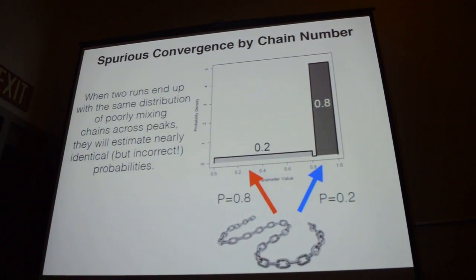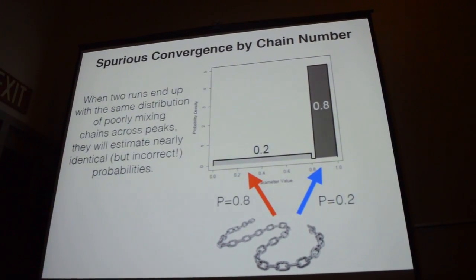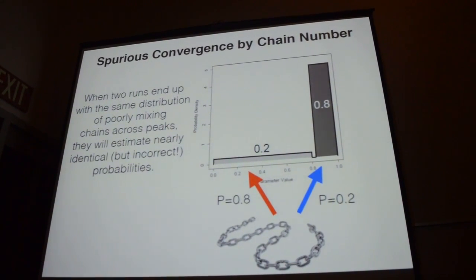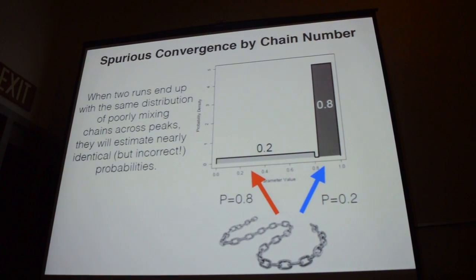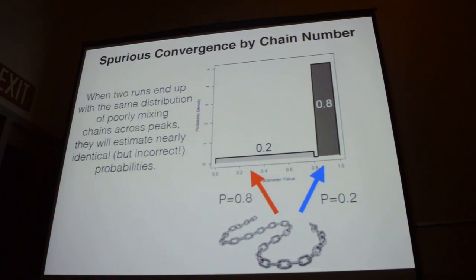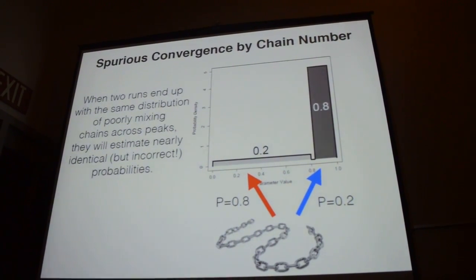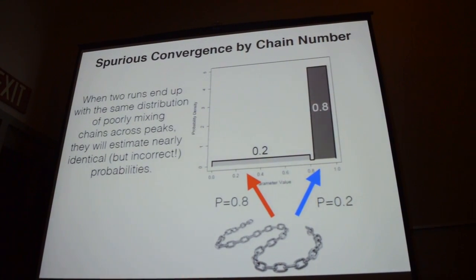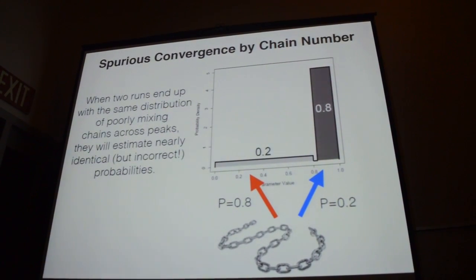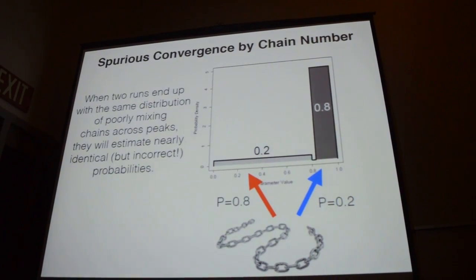So when two runs end up with the same distribution of poorly mixing chains across peaks, they're going to estimate nearly identical but incorrect probabilities. Effectively, they're estimating not the probability of the peak, but the probability that a chain becomes trapped on that peak. So the probabilities are proportional to the number of chains on each peak.